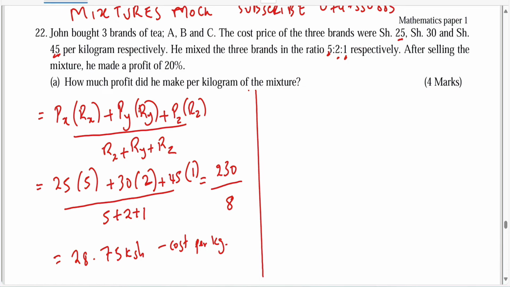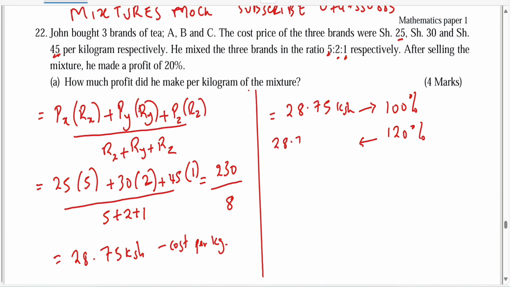So since he sold it and made a profit of 20, and you always know that this 28.75 shillings is 100%. So to always remember that hiyo ni cost is always at 100%. So market price ni kila siku 100%. So wajiuliza, what about 120%? Sawa, ili tujue yani aliuza kwa ngapi per kg.